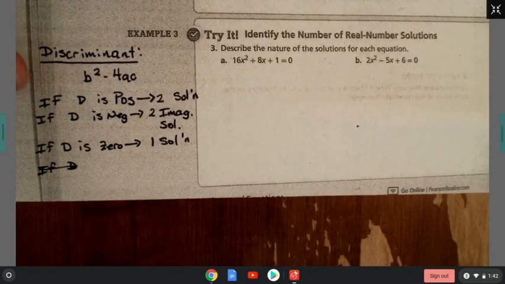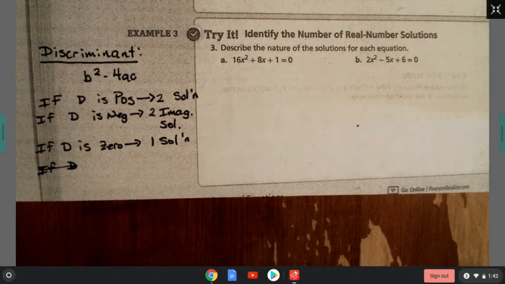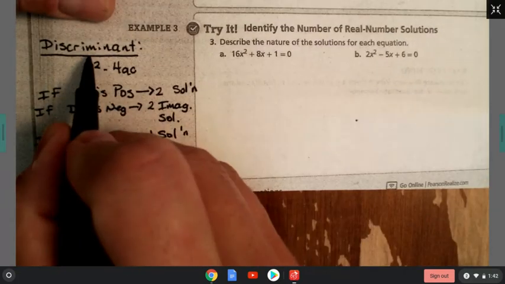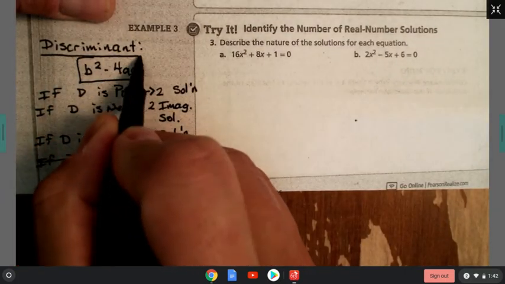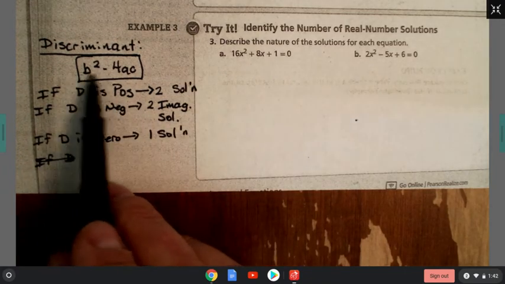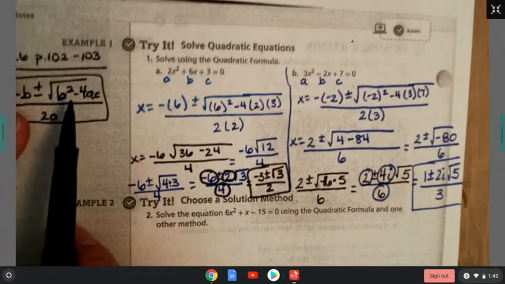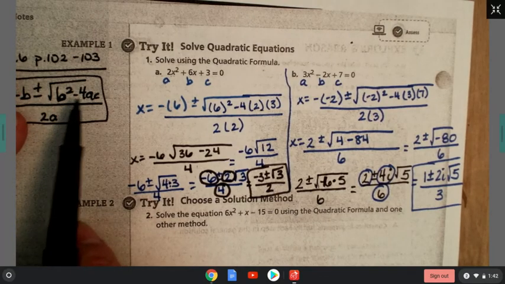We're going to come down here to example 3. So now we're going to talk about the discriminant. The discriminant is the part of the quadratic formula that is under the square root. So you'll notice b squared minus 4ac is exactly what's underneath here, b squared minus 4ac. So it's part of the quadratic formula.